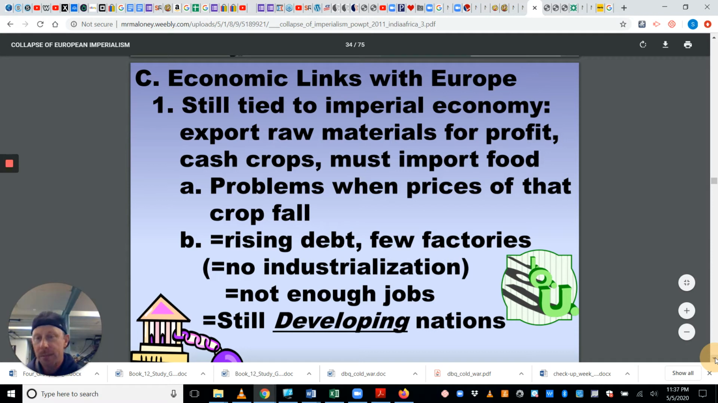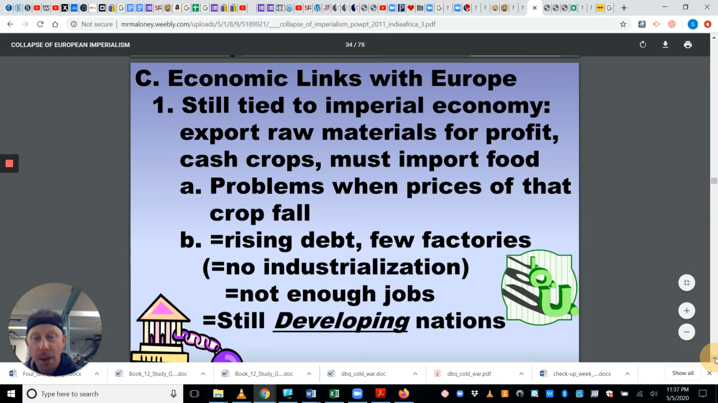This becomes more expensive, especially when the cost of the crops that they're sending out is more than the cost of the food that they bring in. So that becomes a big issue in the country. That can lead to problems, especially when you've got to feed your people. A lot of these countries would be better off if they grew more of their own food instead of having to import their food. Problems arise when prices of that crop fall, like I just talked about.